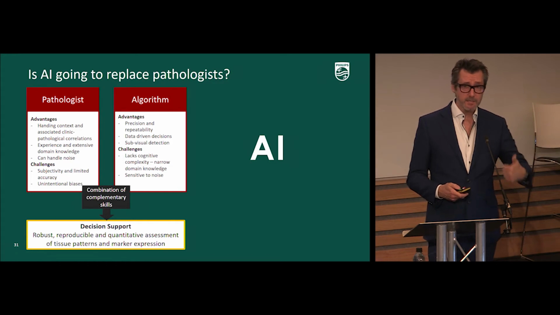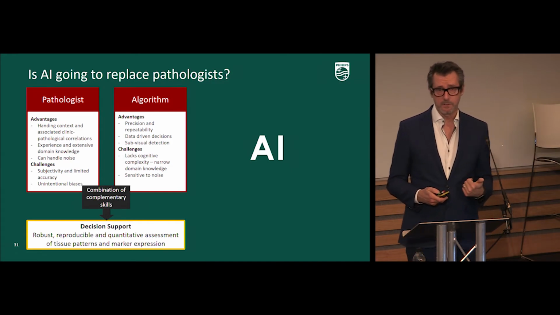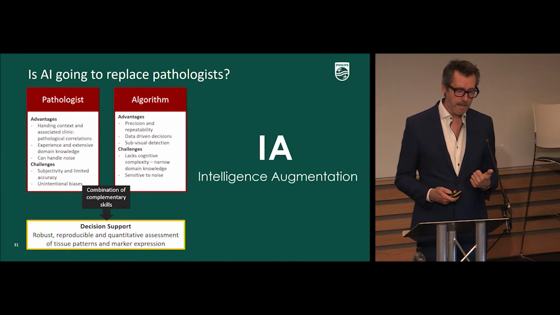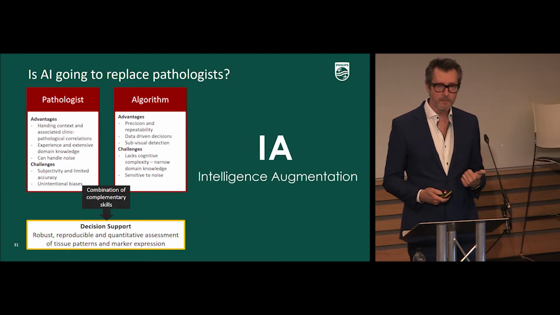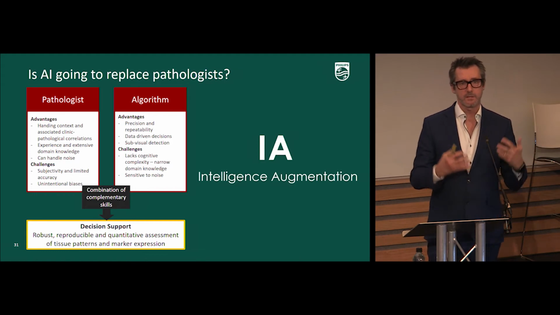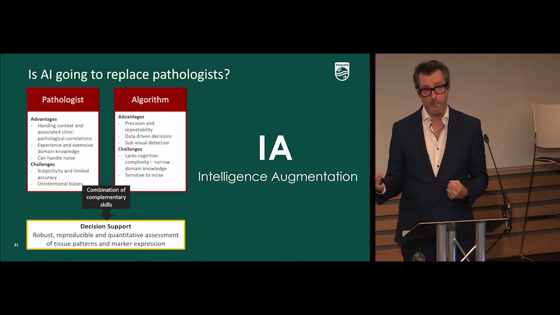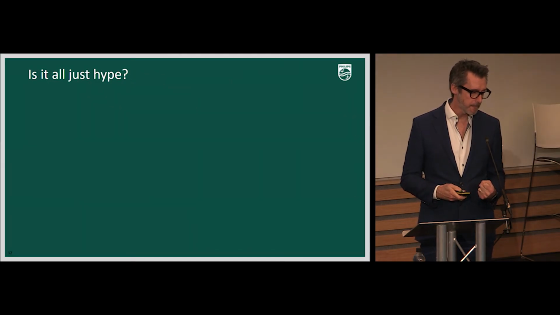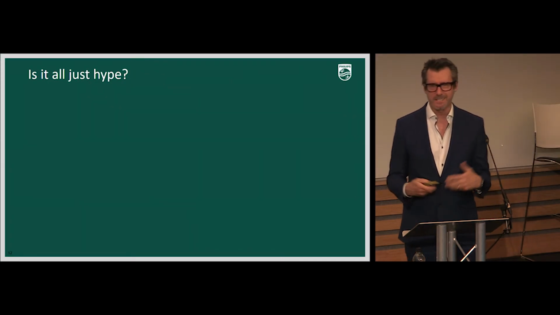I like to think of it, as others do, that it's less around AI and more around IA, which is intelligence augmentation. So taking the skills that the pathologists have and augmenting those with new tools that they don't have today. The other big question is, is it all just hype?